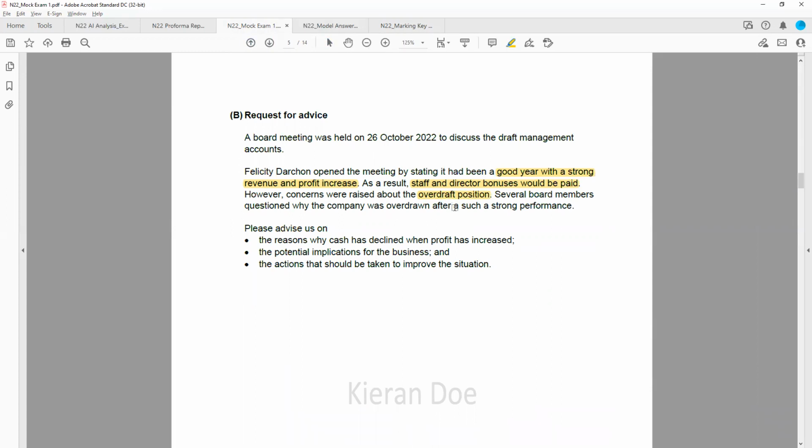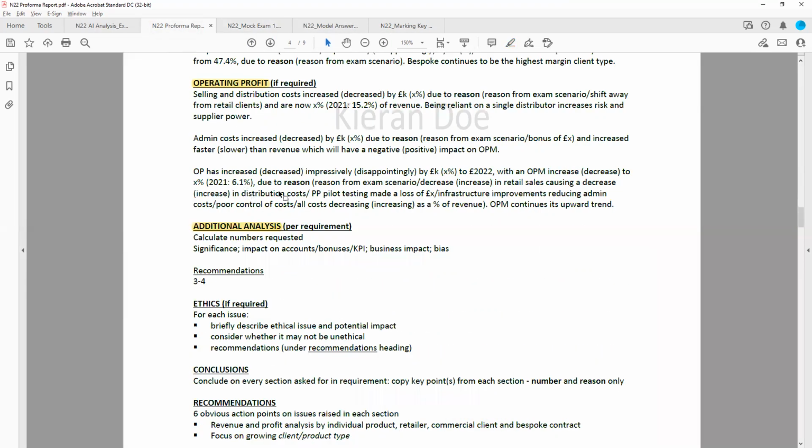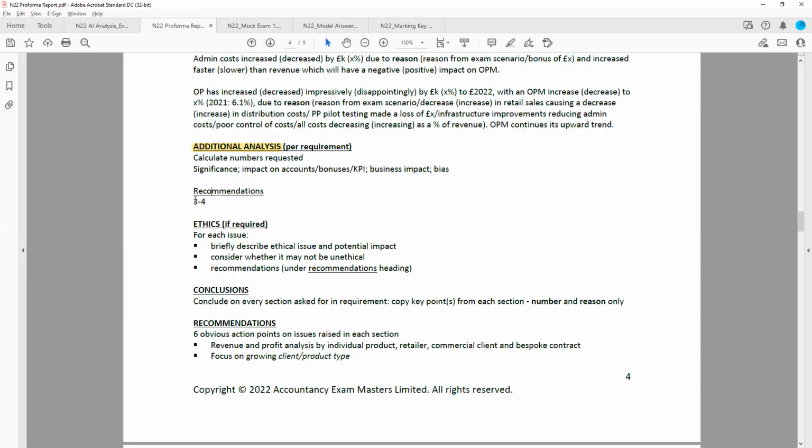Please advise us on the reasons why cash has declined when profit has increased, the potential implications for the business, and the actions that should be taken to improve the situation. So we've got some clear structure here: reasons why cash has declined when profit has increased, the potential implications for the business, and recommendations. So we're usually asked for recommendations, so it's really important that you have a recommendations heading with some recommendations under it.